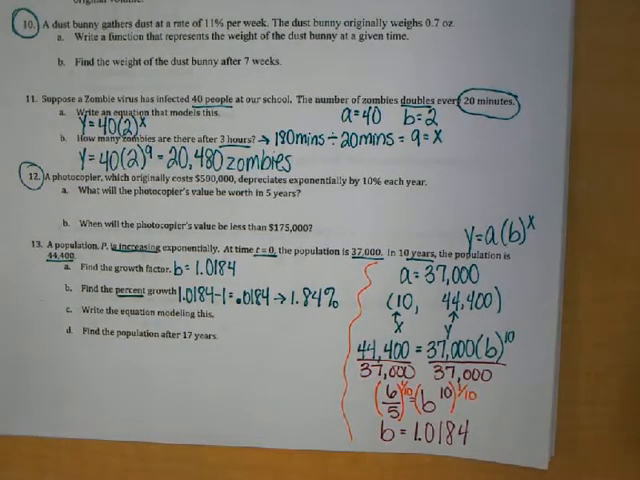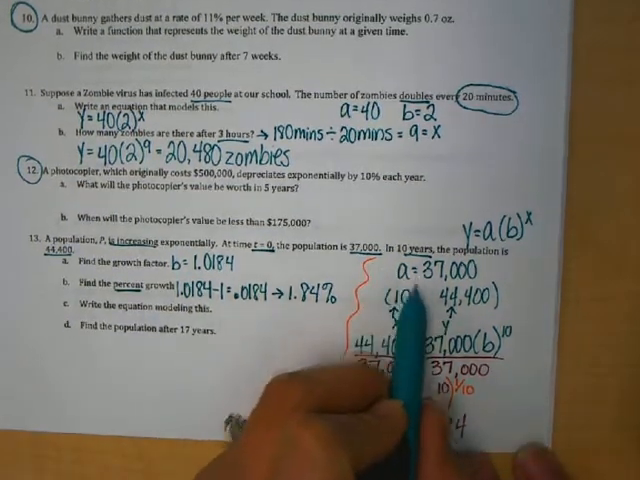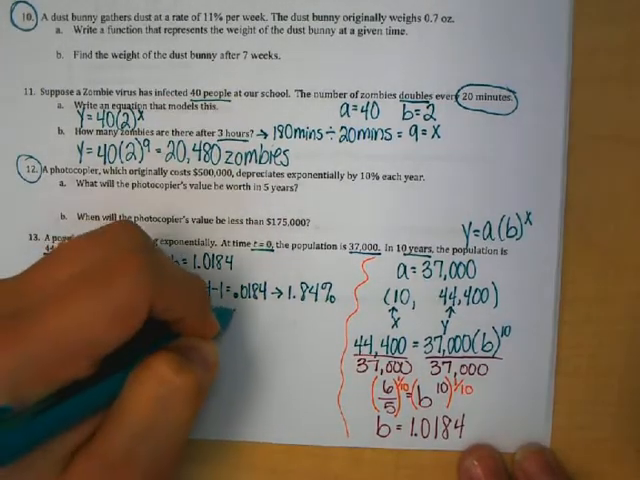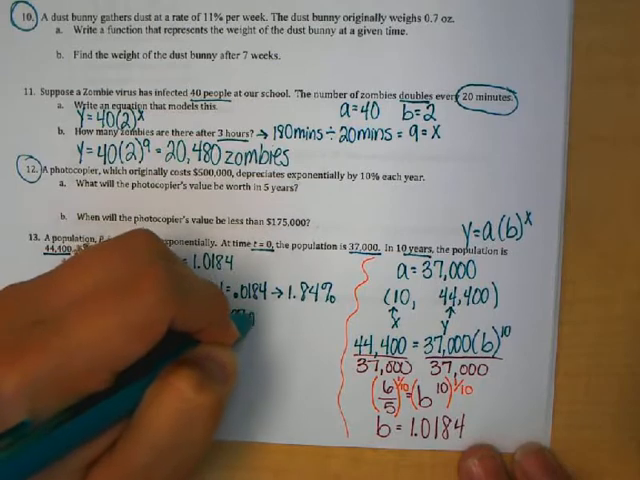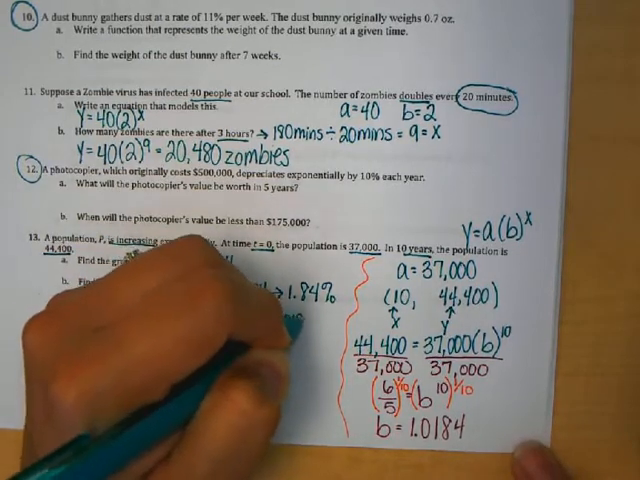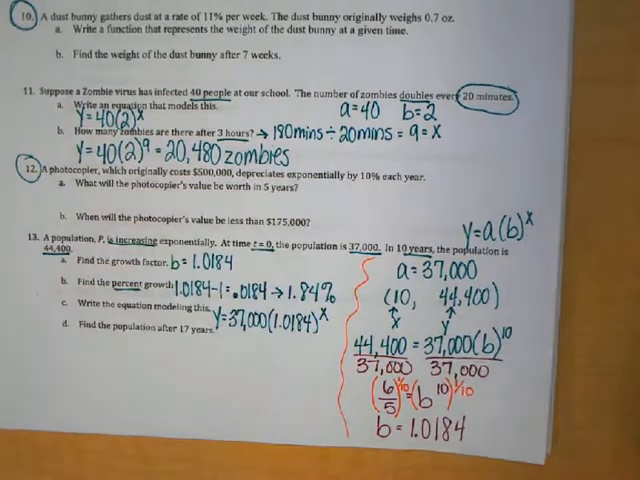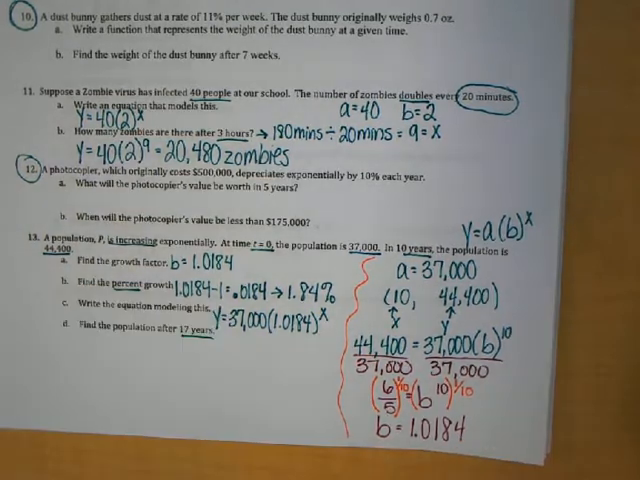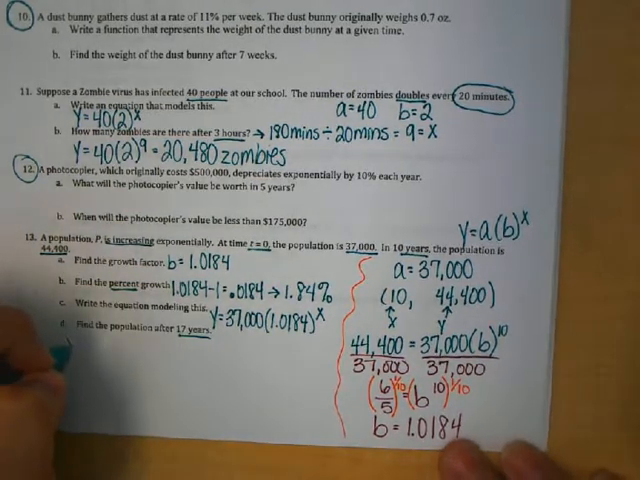Part C wants me to write an equation. Well, I've got my A and I've got my B that I found. So my equation is just y equals 37,000 times 1.0184 to the power of x. And lastly, they want me to find the population after 17 years. So I'm just plugging 17 into that equation.